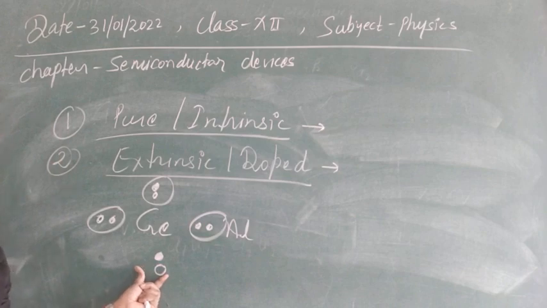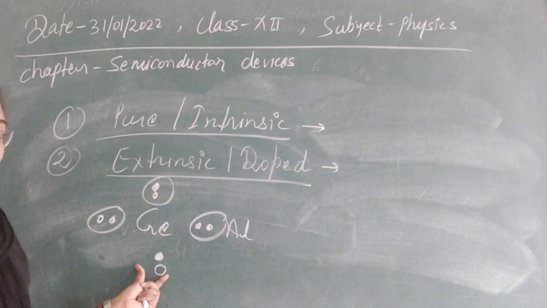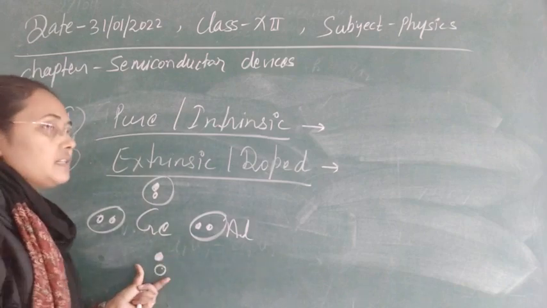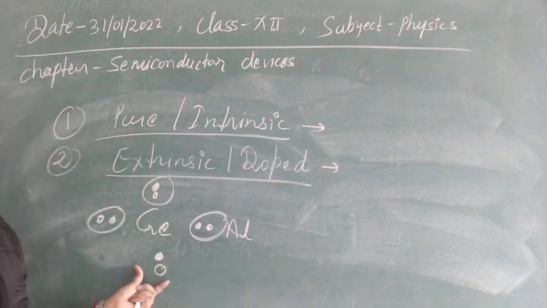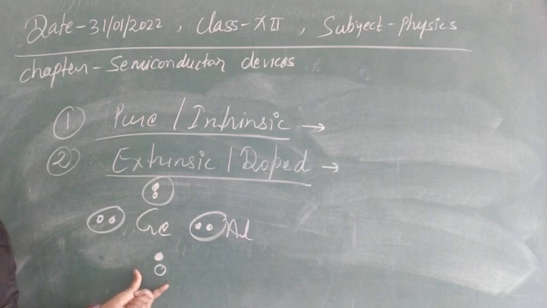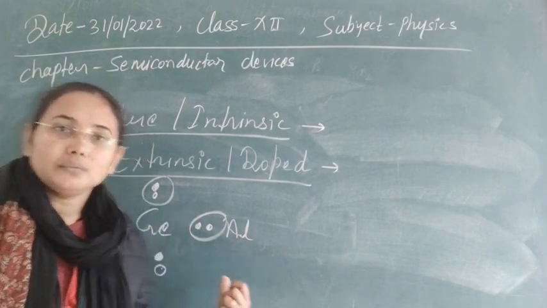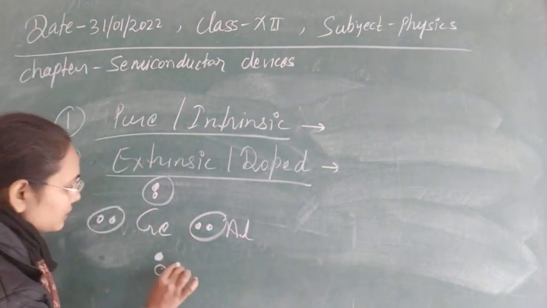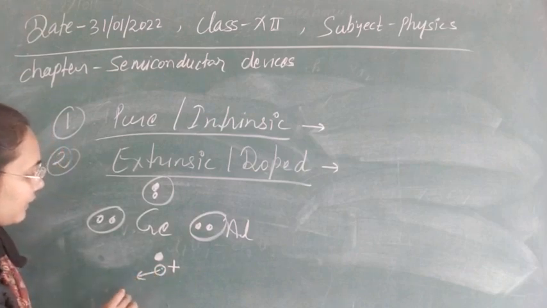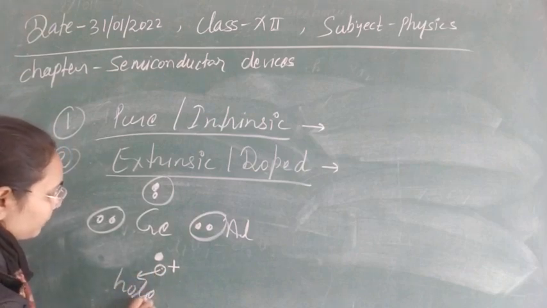So this place behaves just like a vacancy, or a deficiency of electron, and it always has a tendency to accept one electron so that it can complete its octet. Its behavior is just like a positive charge accepting an electron, meaning it has attractive power to accept electrons. So this is the vacancy that is created here. This is known as a hole.